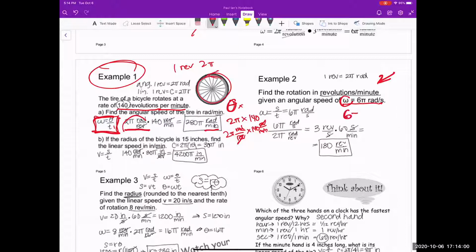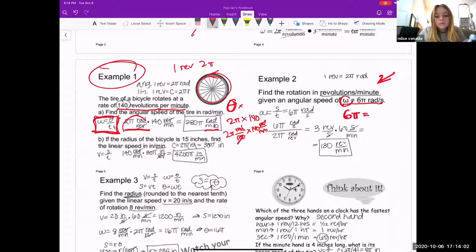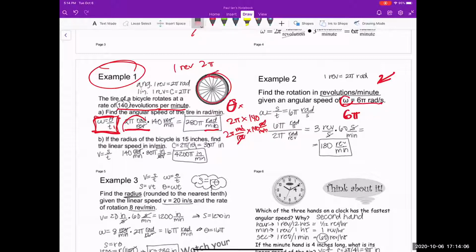If you're given this, you have to divide it by the angle, 2 pi. You have to remember this: 2 pi just means the whole circle. That's 2 pi, one revolution. So 2 pi rad per revolution. And the units for angular speed are always rad per second, right?